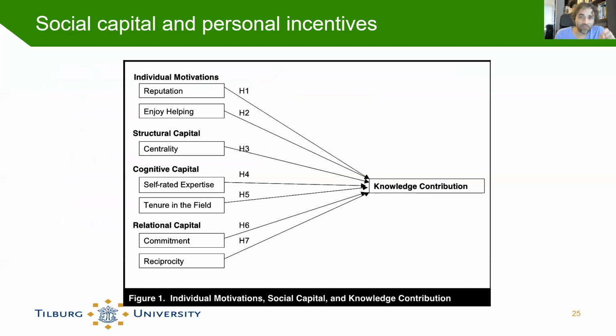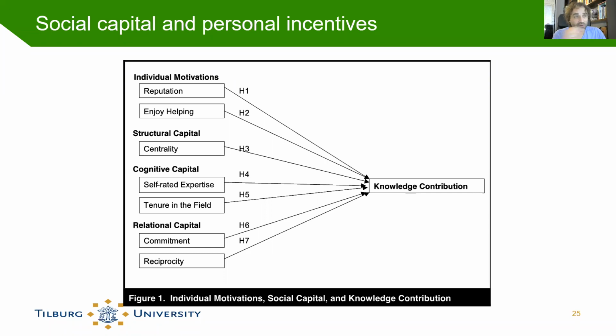And Wasko and Faraj, in their paper, were one of the first to investigate individual motivations to share knowledge, but also these three forms of social capital and how those affected knowledge contribution. So they said, well, you have individual motivations for helping, because it ups your reputation and because you just enjoy helping. But social capital will also affect if people are willing to share knowledge. And this was sharing knowledge in a network of practice, like Bas said. So it was sharing knowledge in a large community of legal advisors who didn't know each other. So a large online community.